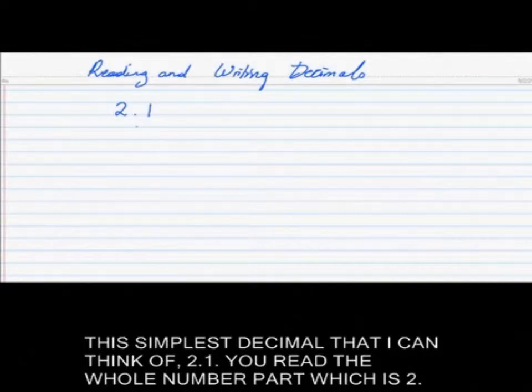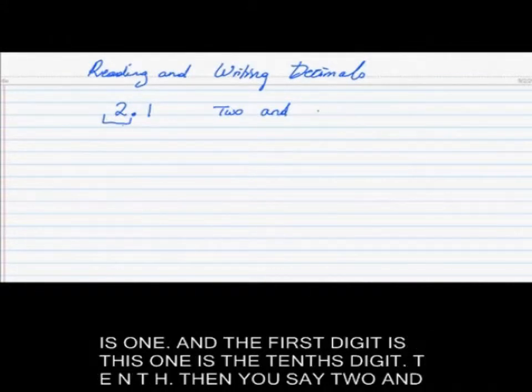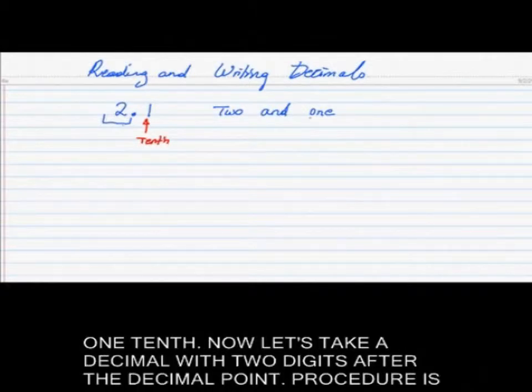2.1. You read the whole number part, which is 2. When you see the decimal, you say "and". Then you read the number after the decimal, which is 1. And the first digit is the tenths digit, T-E-N-T-H. Then you say 2 and 1/10.